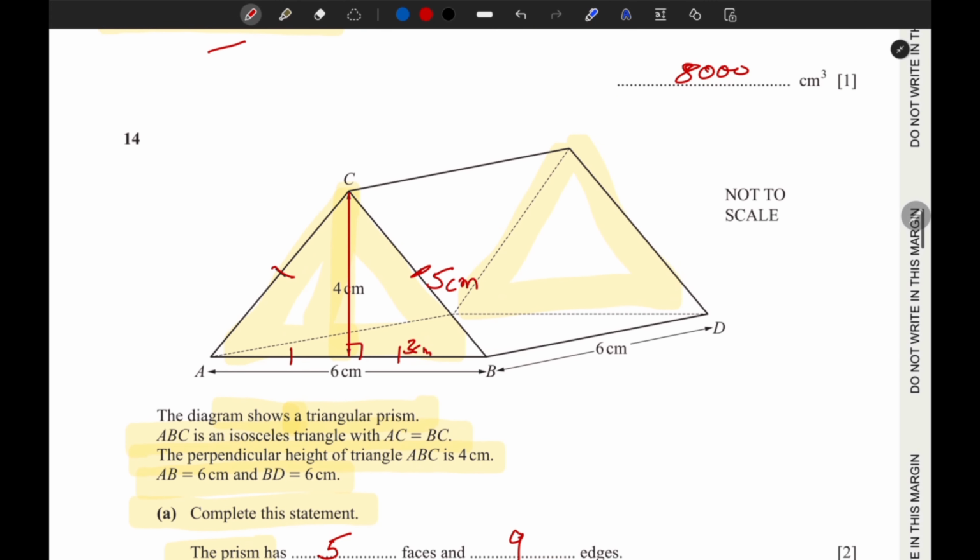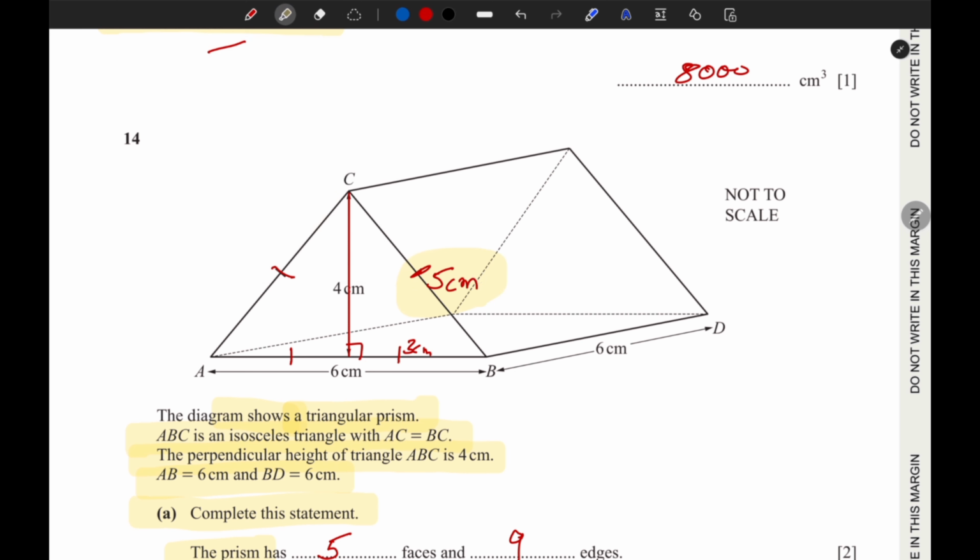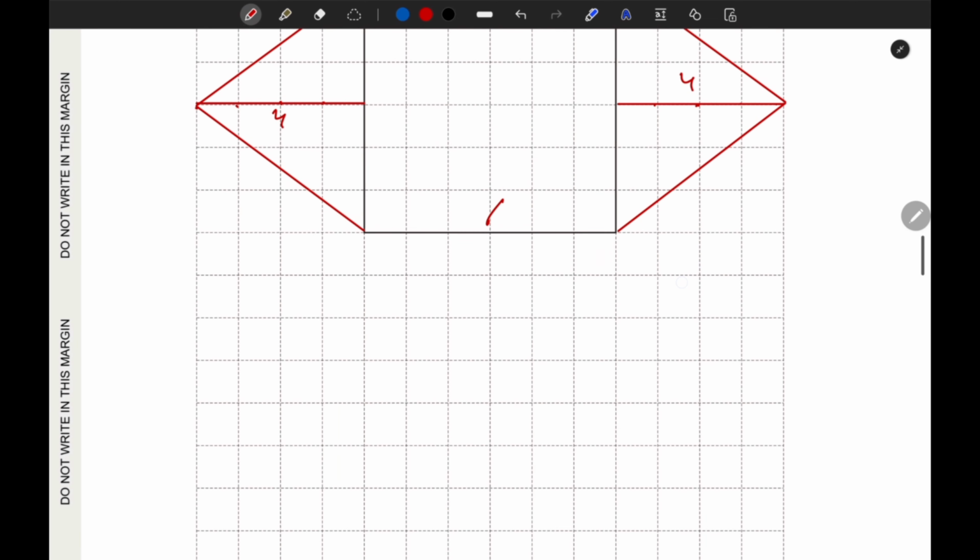Okay, now see the other side. You can see that this side is actually 5 centimeter. This one is 5 centimeter. So one of the triangles is 5. Similarly, this is also 5. So what we are going to do is just take 1, 2, 3, 4, 5. So just complete the net like this. So this is 5. Sorry, this will be 6. These two are 5.